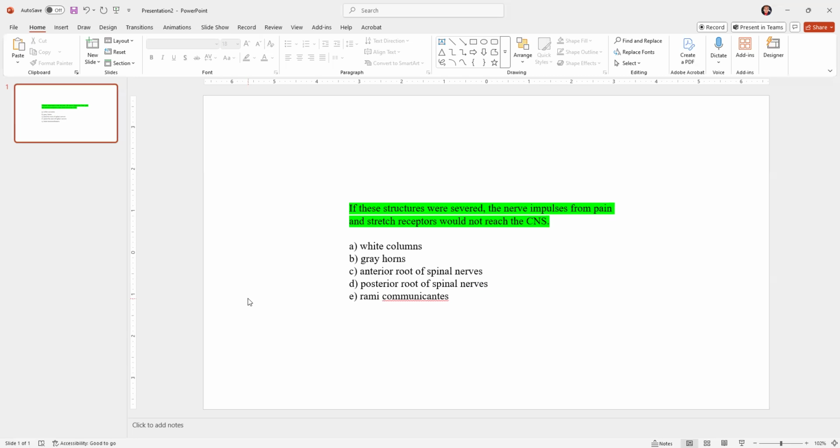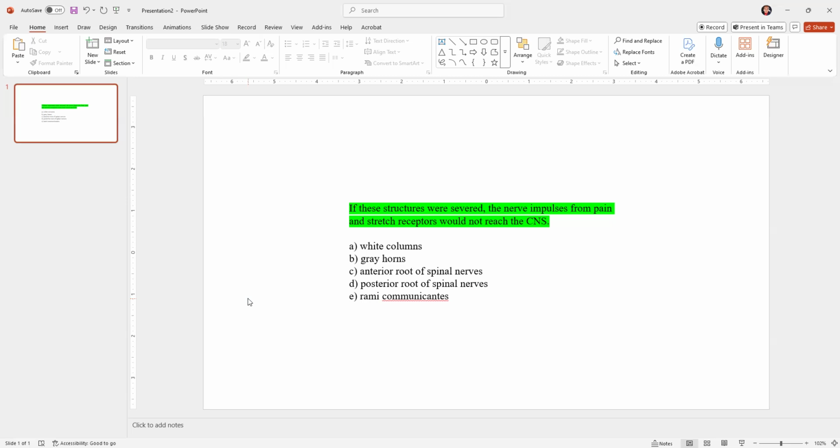I remember doing all of the stuff on pain yesterday. Don't overthink it. Simple. If these structures were severed, the nerve impulses from pain and stretch receptors would not reach the central nervous system. So, rephrase it. Rami communicantes: the ramus communicans is to do with the autonomic nervous system.